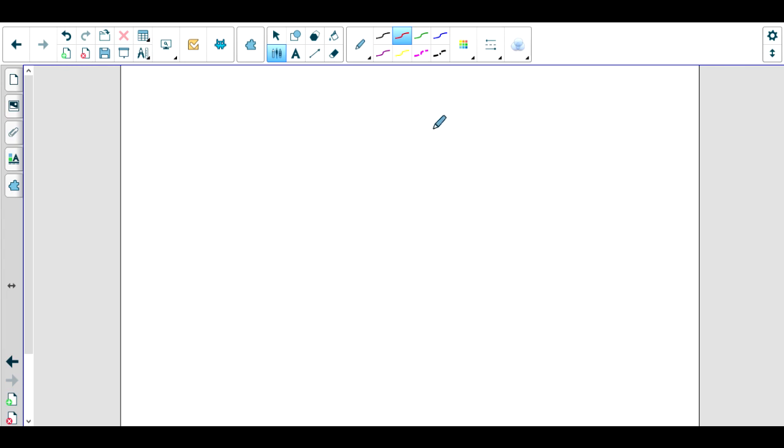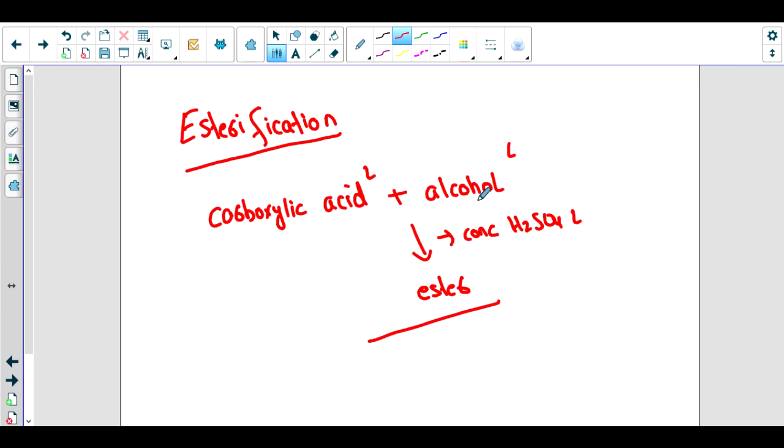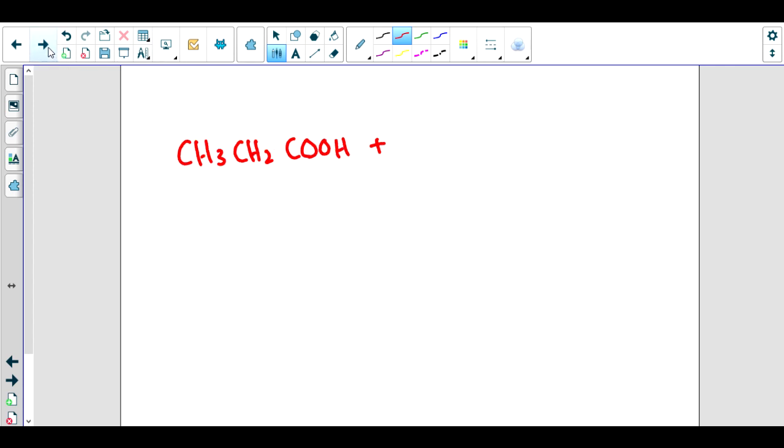Let's derive an equation. Take any alcohol you like. Sorry, take an alcohol and an acid. Let's take propanoic acid first. CH3, CH2, COOH. And let's take an alcohol. As we said, this is a reaction between a carboxylic acid and an alcohol. To make it easy, let's take methanol, CH3OH. I want to see the reaction.